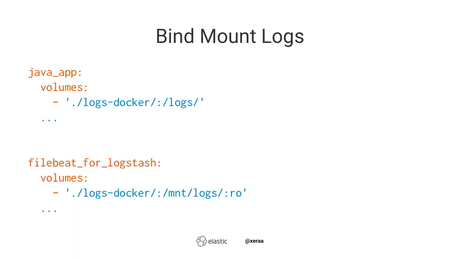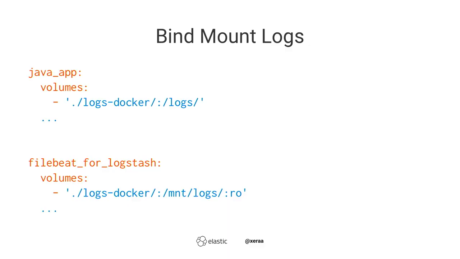So the first thing is, how do you get the log file to the sidecar, the Filebeat? What I'm doing here is, I have my Java application, the one on top, and it writes its logs to a bind-mounted directory, the logs docker, that I put on the host. And then I mount that logs host into mount logs in the Filebeat sidecar. So basically, you mount it out of the Java application in the container to the host, and from the host, you mount it to the sidecar. So it's like this double mount.